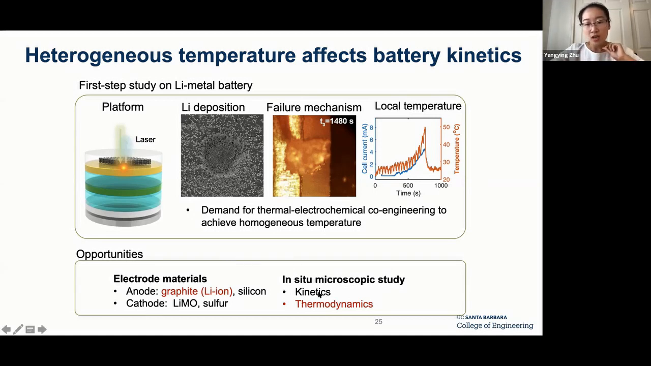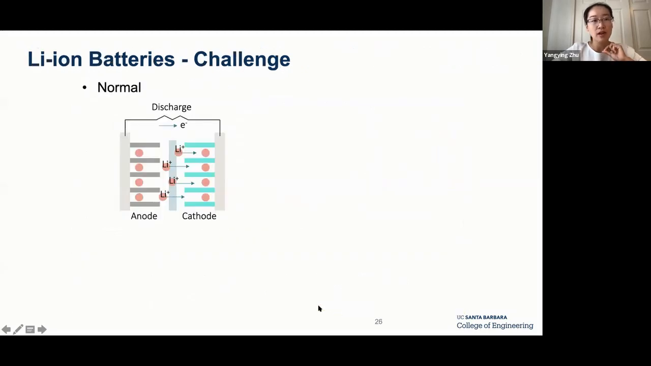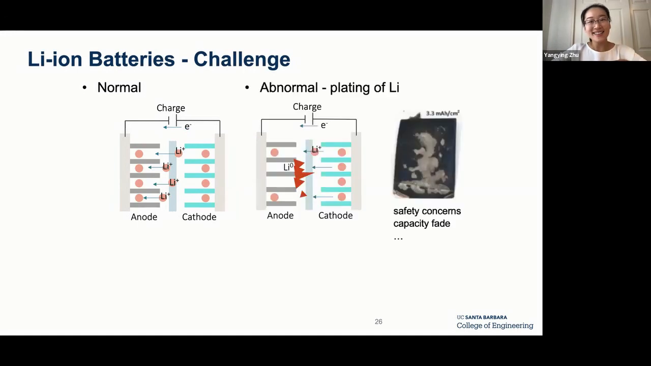I'd like to mention that we first looked at kinetics, but temperature actually also influences the thermodynamics of batteries. So let me tell you an example. For a lithium-ion battery, normally when you charge and discharge, you want the lithium ions to move back and forth between anode and cathode. We call this insertion chemistry. So this is the normal mode. In a lot of abnormal situations, you have lithium ions moving from the cathode during charge.